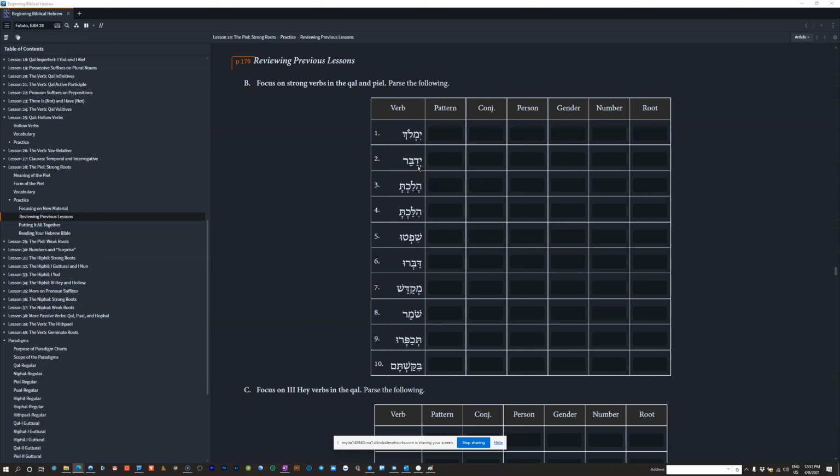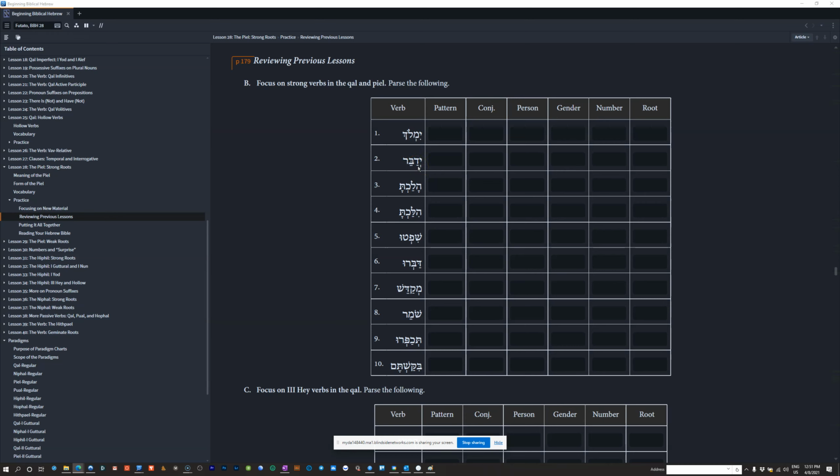Number 2, when you add nothing to the third hey, in the imperfect it is going to shift from a qamets hey to a segol hey. If it's imperative, it will be tsere hey. If it's infinitive construct, it'll be holem vav tav. If it's participle masculine singular, it'll be segol hey. And if it's infinitive absolute, it will be tsere hey. So the third hey verb is going to have different forms depending on what conjugation it is.